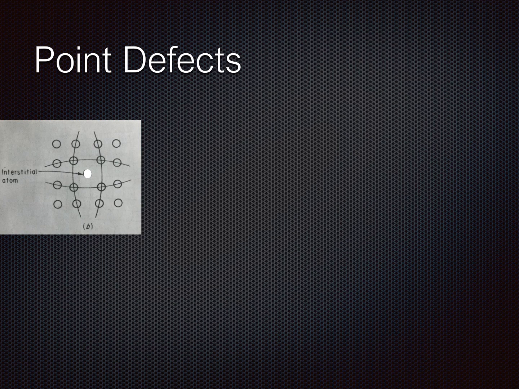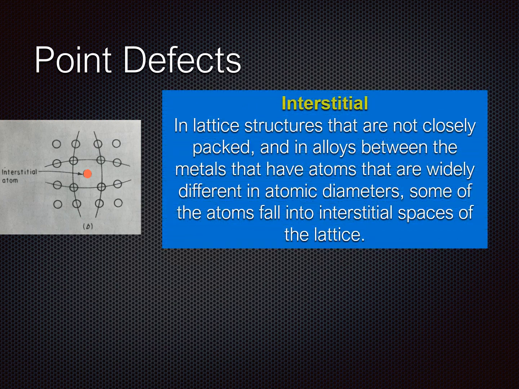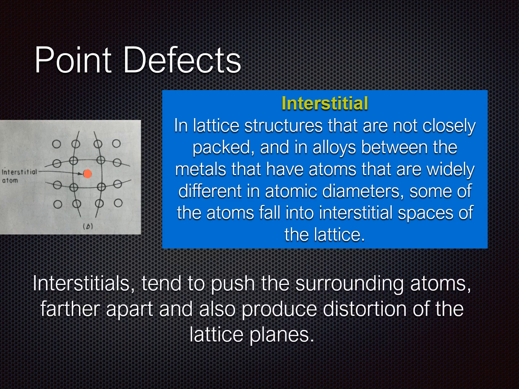Another type of point defect is the interstitial. In lattice structures that are not closely packed and in alloys between metals that have atoms that are widely different in atomic diameter, some of the atoms fall into the interstitial spaces of the lattice. Interstitials tend to push the surrounding atoms further apart and also produce distortion of the lattice planes.